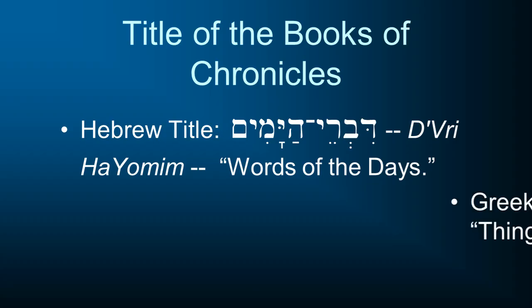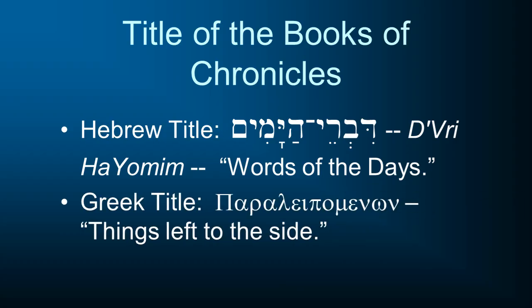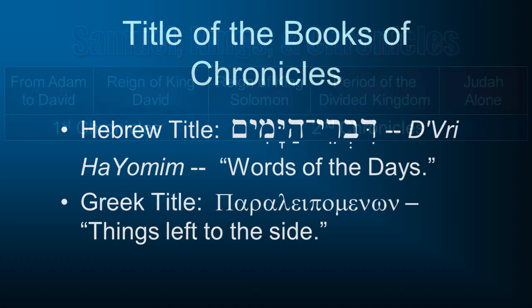Words of the days. The Greek title is Paralipomenon, I'm sorry. Para is something that's alongside of. So these are things left to the side. And in that regard, that Greek title sees this as an addendum to the books of First and Second Kings. These are things that weren't mentioned in First and Second Kings, although actually there's quite a bit of repetition. But some additional, like an appendix of footnotes that have been added.